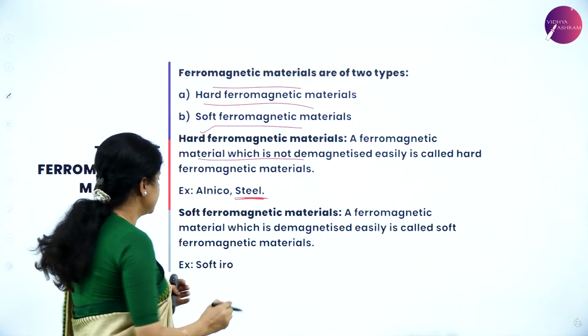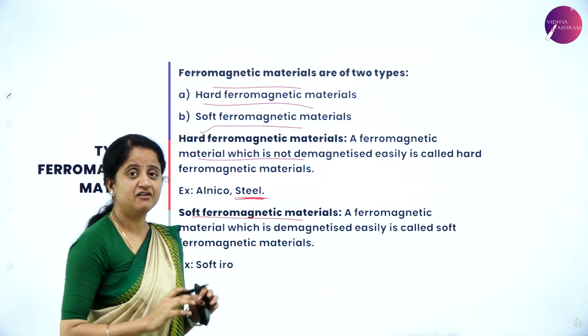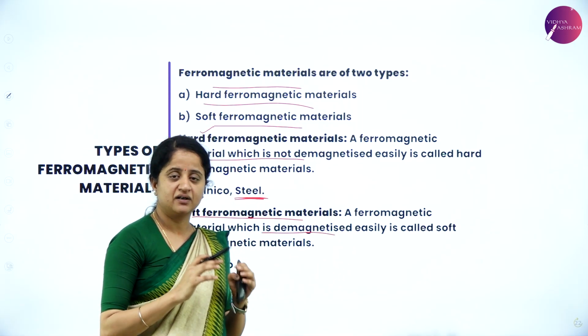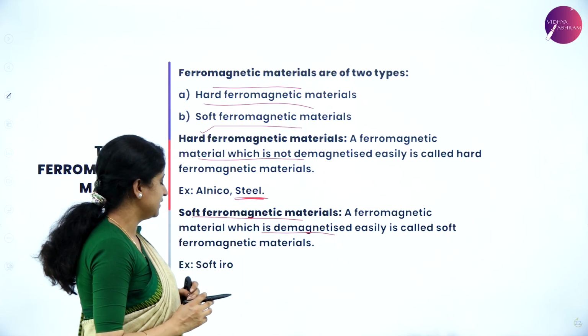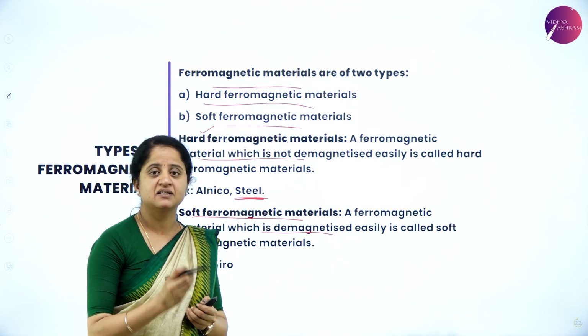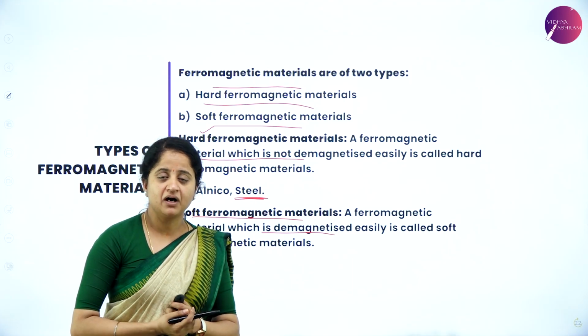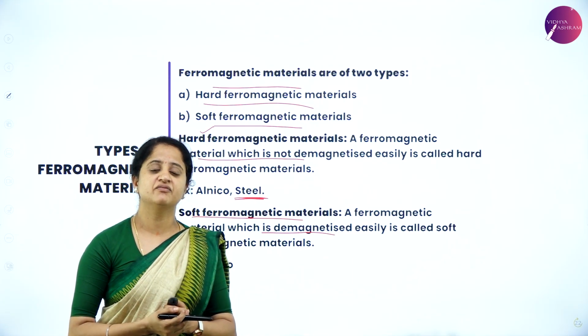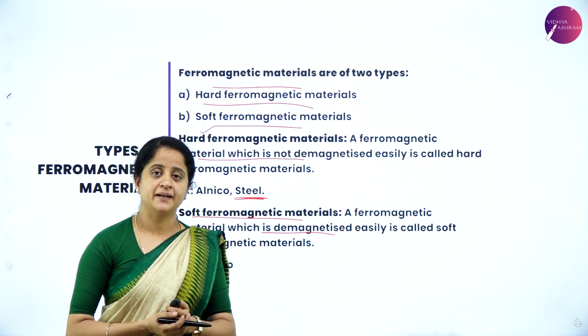What is the meaning of soft ferromagnetic material? A ferromagnetic material that can be demagnetized easily is called a soft ferromagnetic material. An example for this is soft iron. So this is all about the types of magnetic materials, the properties and the terms involved with magnetism and matter.